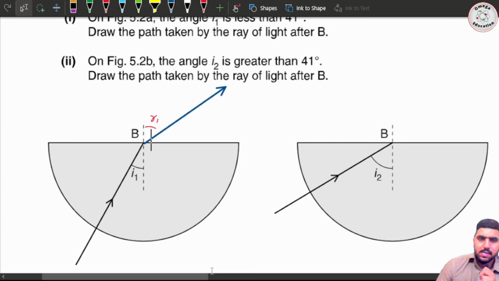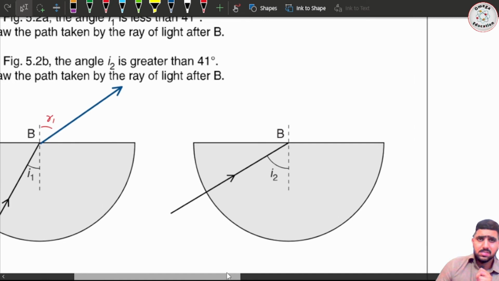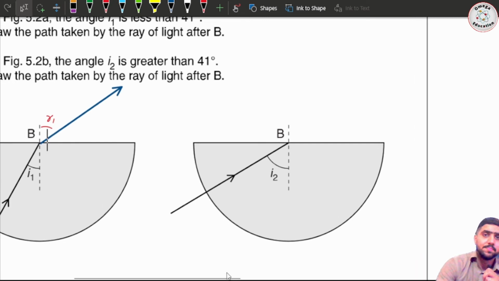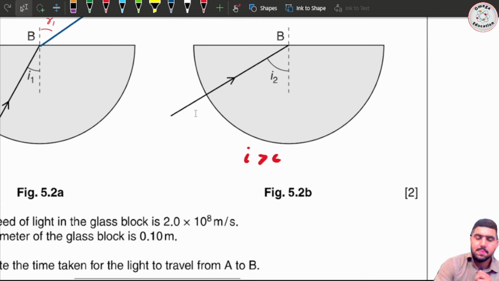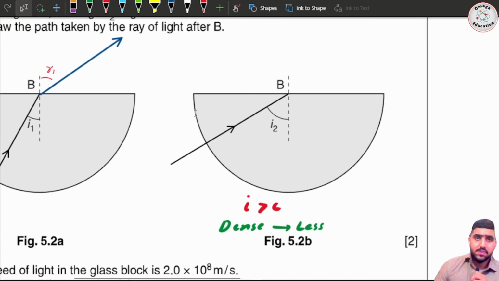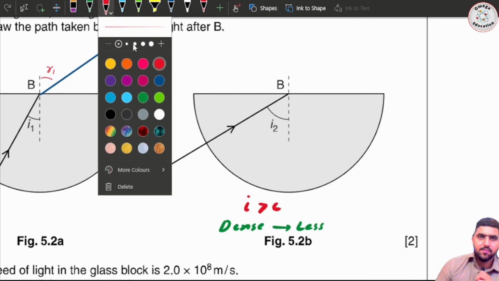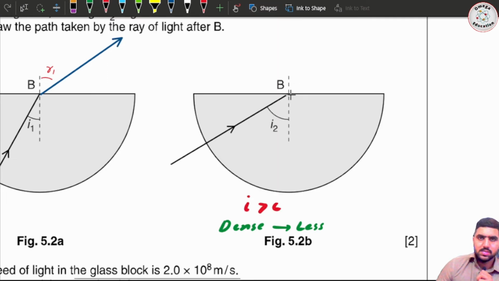Then we have the second case, and in the second case the angle of incidence is greater than 41. And what was 41? That was the critical angle. So our angle of incidence in this case is even greater than the critical angle. Whenever we have a situation like this, if the angle of incidence is greater than the critical angle, plus the ray of light enters from a dense to a less dense medium, then total internal reflection takes place. So these two conditions have to be met in order for total internal reflection to take place.